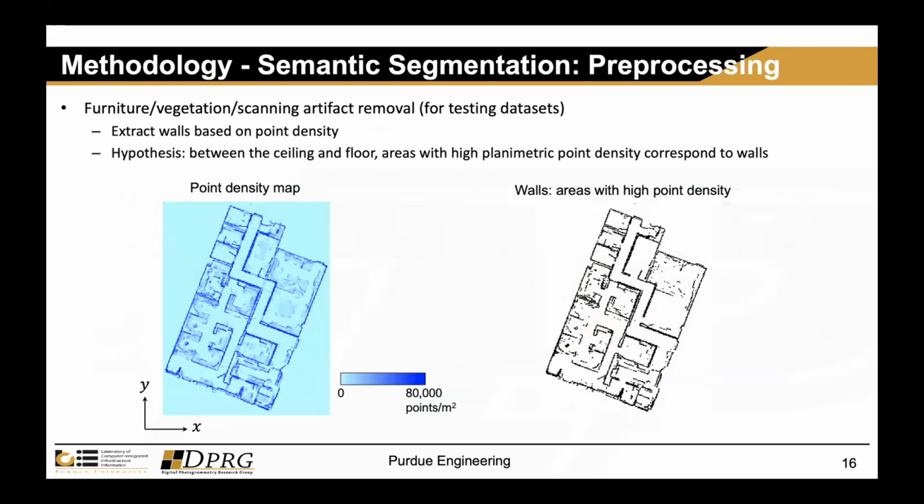The second step, we extract the walls based on the point density. So the assumption here is that between the ceilings and floor, areas with high planimetry point densities correspond to the walls. So on the left figures, we show the point density map, and based on thresholding the point density, we can identify areas with high point density and then extract the points within these areas. Okay, next slide.